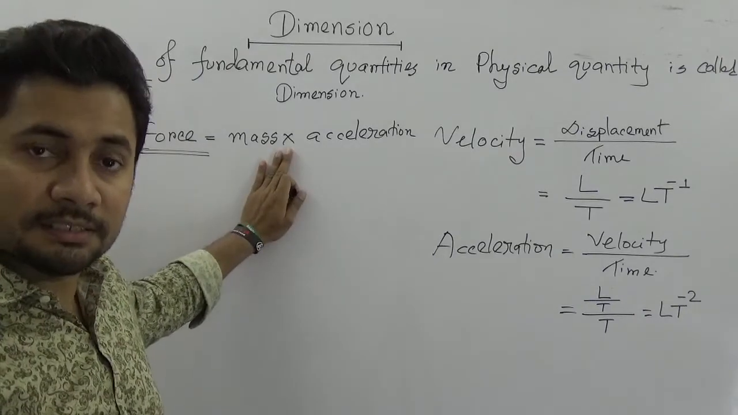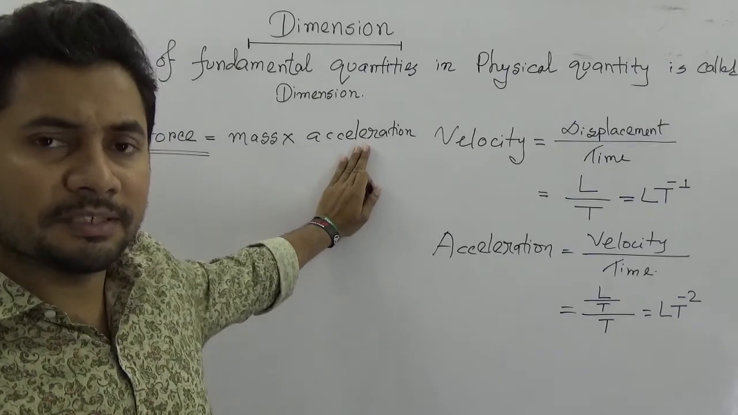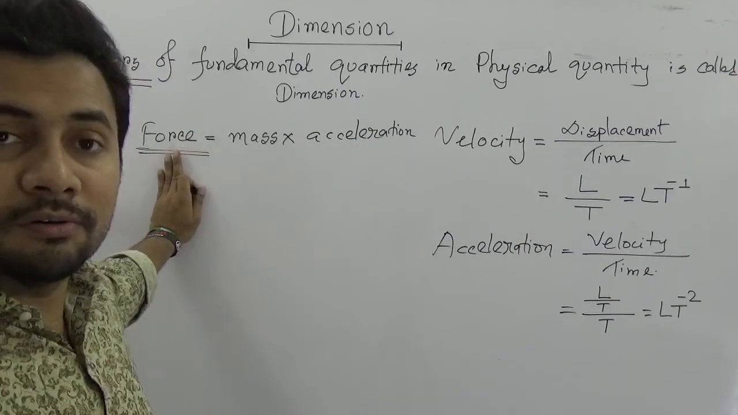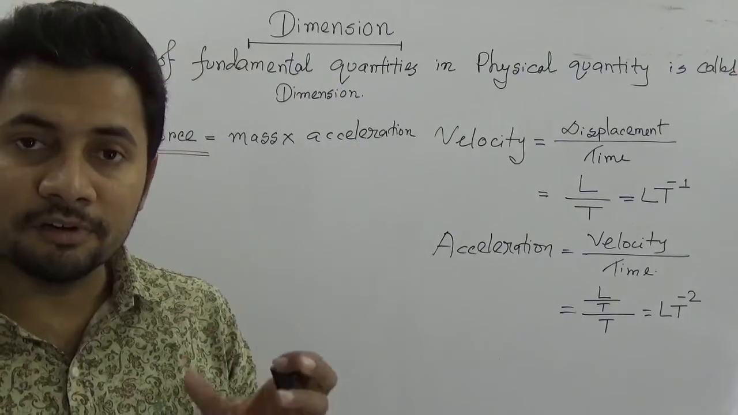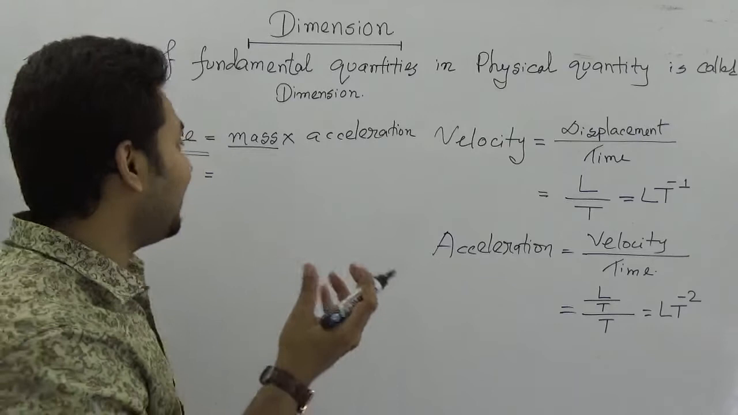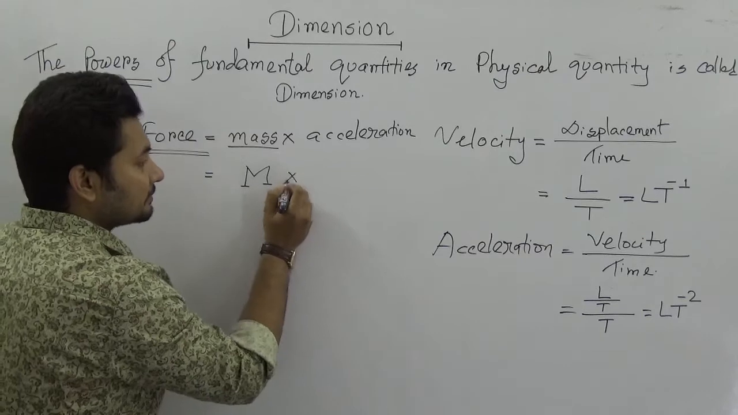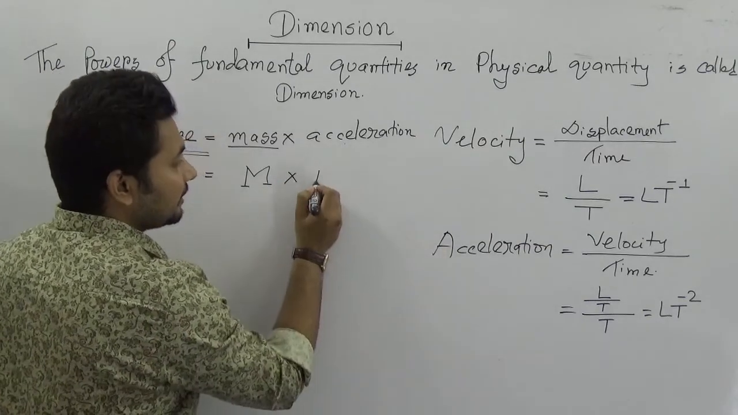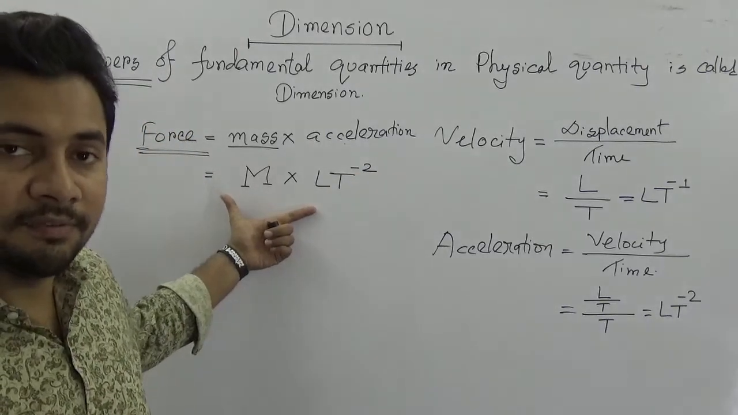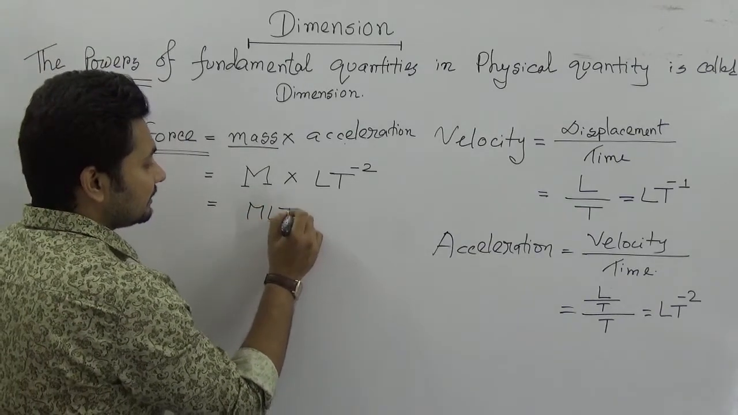So this is a physical quantity. We know this mass is a fundamental quantity and acceleration is definitely a derived quantity, because it comes from the velocity over time. So if we need to know the dimension of force, then we need to think mass itself is a fundamental quantity. So the power is M, this is capital M, times acceleration, that we just found, L T inverse 2. So if we just multiply, we will find the dimension of force. So it will be M L T inverse 2.